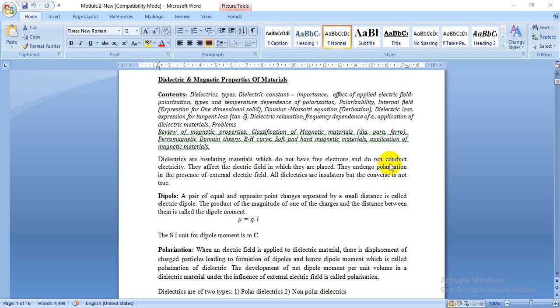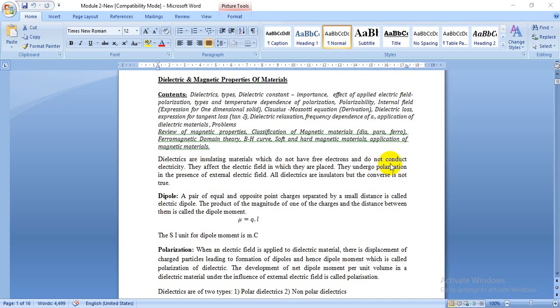Hello students, good morning. Now we are going to discuss module 2, that is dielectric materials and magnetic materials. So the first part of this module is dielectric materials.